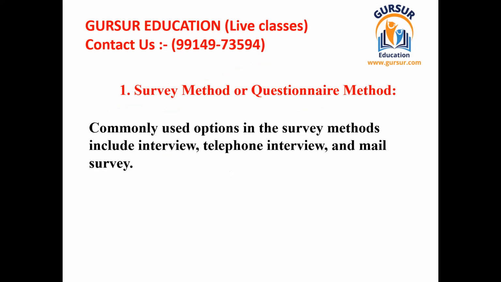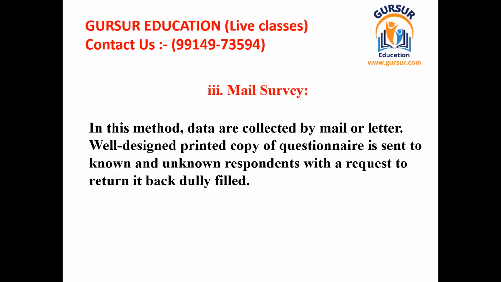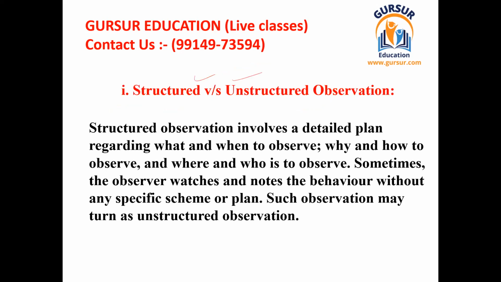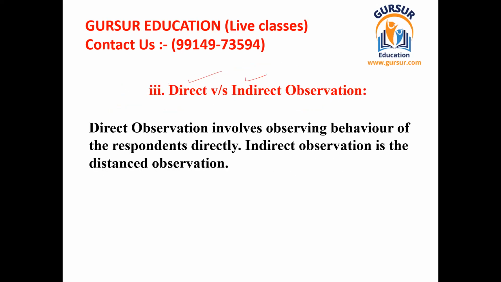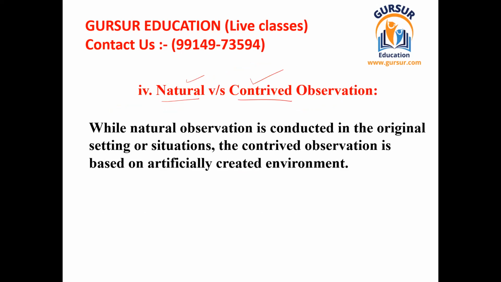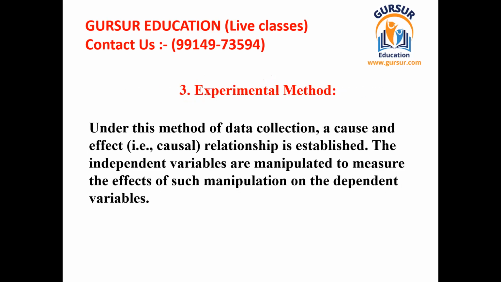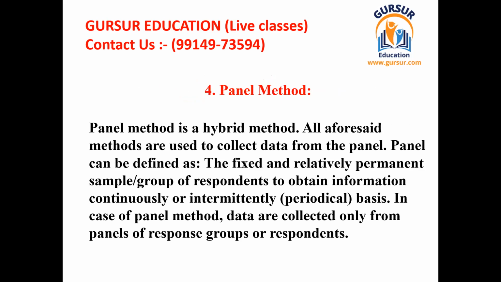Under survey, we studied the interview, then telephonic interview, then mail surveys. Under observation, we studied structured, unstructured, live, recorded, direct, indirect, natural, contrived, human, mechanical, disguised, undisguised. Under experimental, we studied the method in which independent variables are manipulated. And finally, the panel method, which was hybrid and the combined method for all the methods. So in this way, we have to understand all these things.